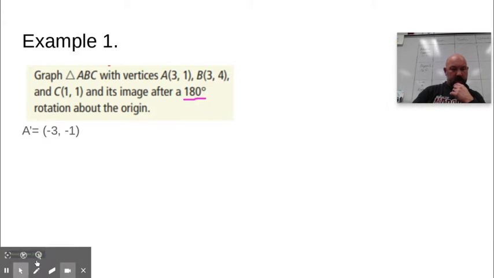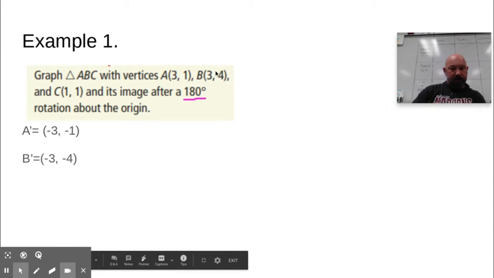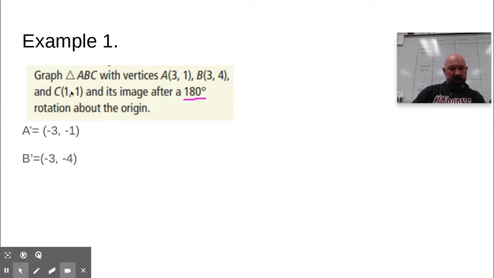That's how that looks. When I do B, I take the opposite of each one of those, -3, -4. C, I'm going to take the opposite of those two, -1, -1. This one was pretty easy, primarily because these were all positives, so we had to flip them. Now, what does the picture look like?